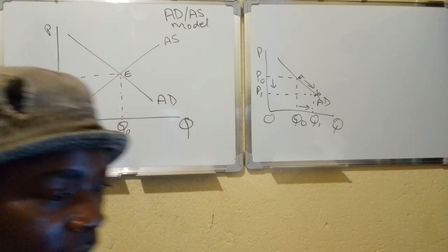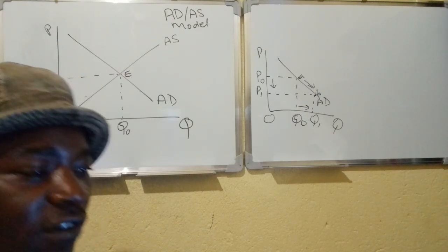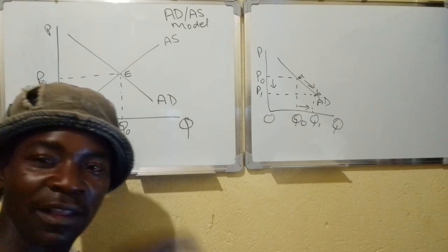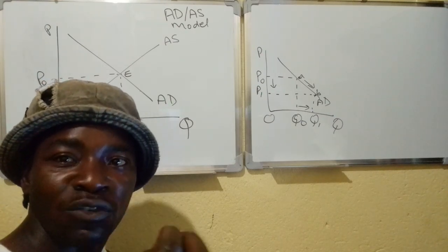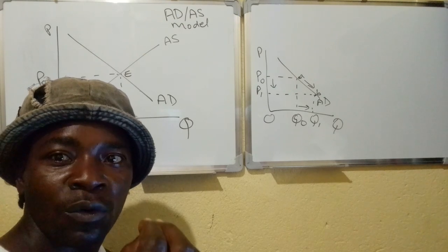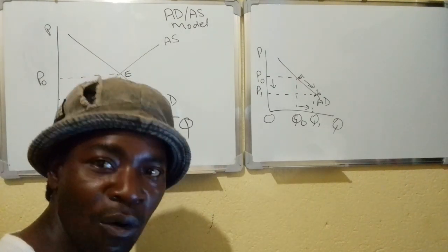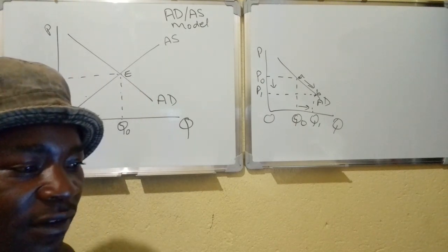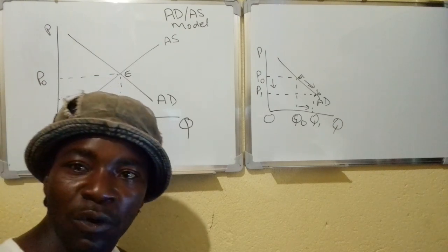Anyway, when price levels fall, this leads to a decline in interest rates, which stimulates investment spending. So the falling of prices causes a decline in interest rates. The decline in interest rates causes credit to be cheap. So investors are able to borrow more and invest more. This leads to an increase in investment spending. The result is an increase in the quantity of goods and services demanded in the economy.